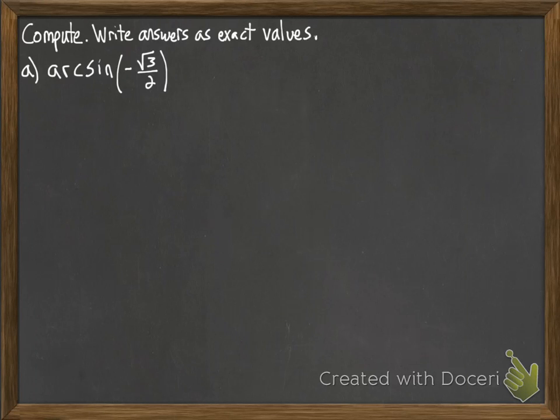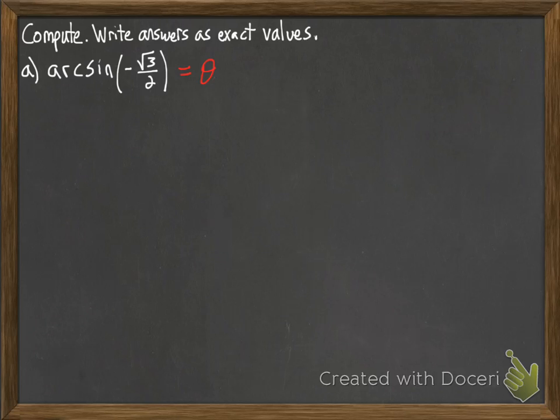In this video, we're going to be looking at computing some various results here with these inverse trig functions. In the first example here, we have arc sine of negative square root of 3 over 2. Here we want to keep all of our answers exact.